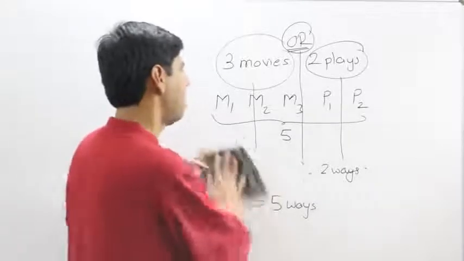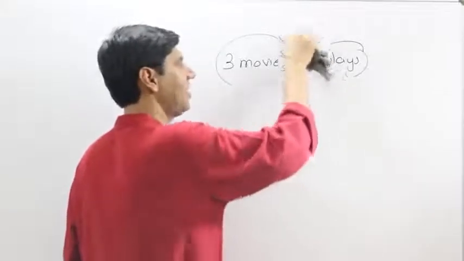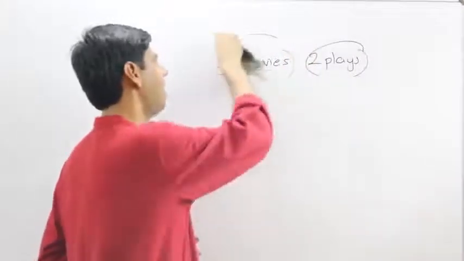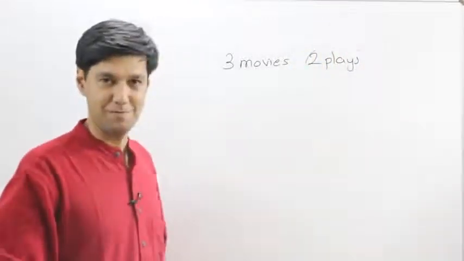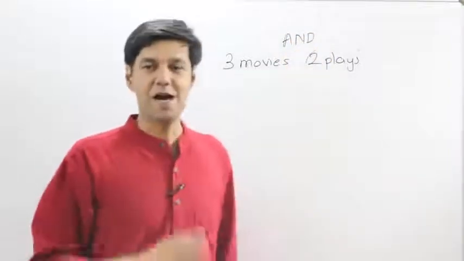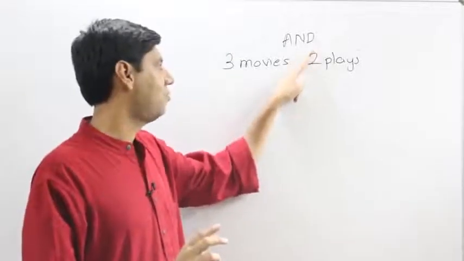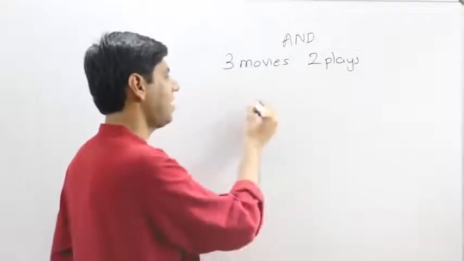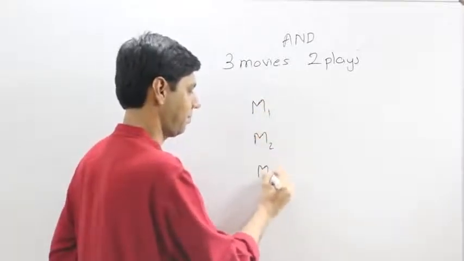So let's say, same situation, there are 3 movies and there are 2 plays. However, this time I want to watch a movie as well as a play, that is, and a play. Right? So now, obviously this means I'm going to watch 2 shows, one after the other or whichever way. So in how many ways can I now entertain myself? With movies, I still have the possibility of 3 movies. Movie 1, movie 2 or movie 3.